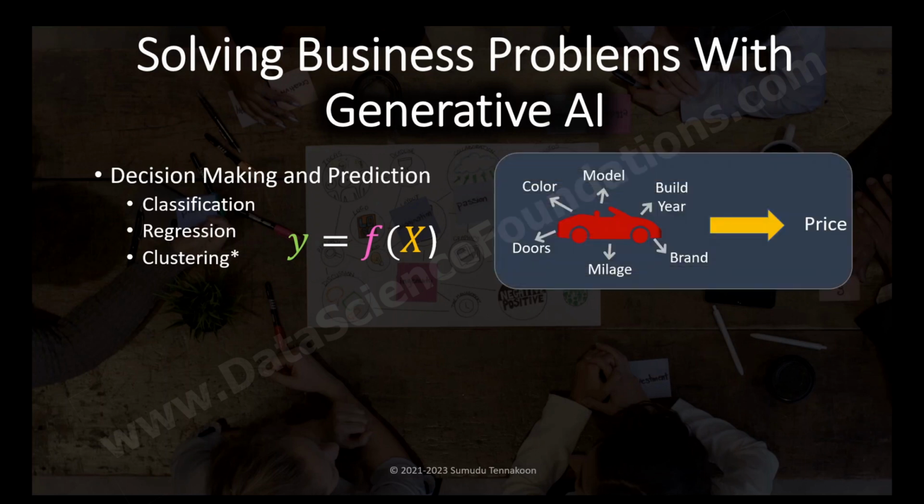If you think about an example, let's take an example of predicting car price based on its features. What are the features here? Could be color, car model, build year, brand, mileage, doors, and various features. I don't want to put everything here, but you can understand what I'm trying to talk about. Based on those features, you can train a machine learning model using some historical data of car prices and their features. The model learns how to predict price. So that is a machine learning model trained to solve a regression problem.